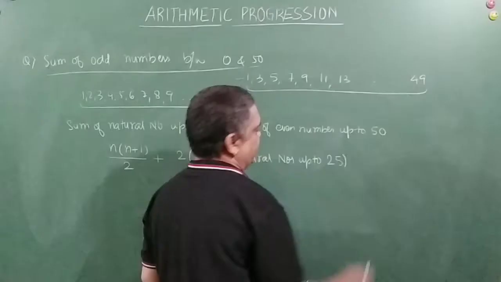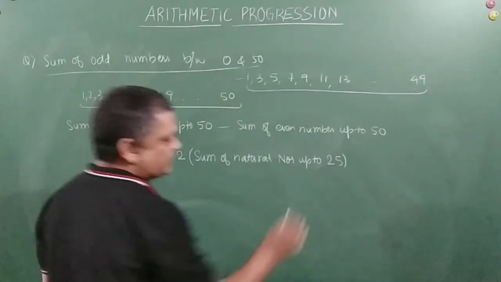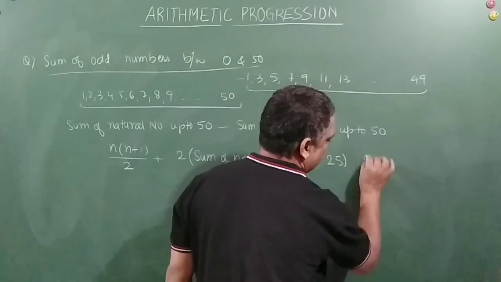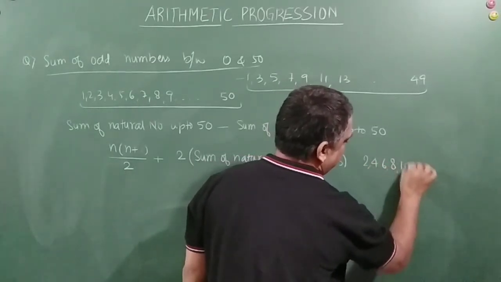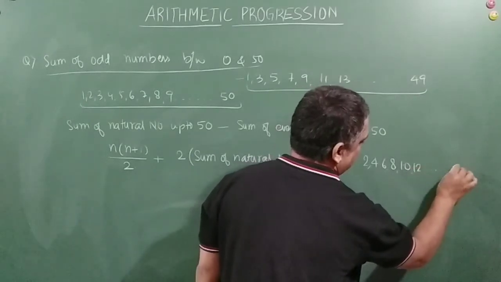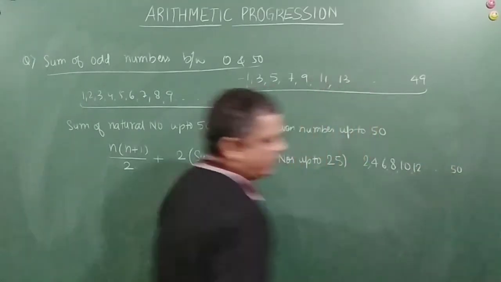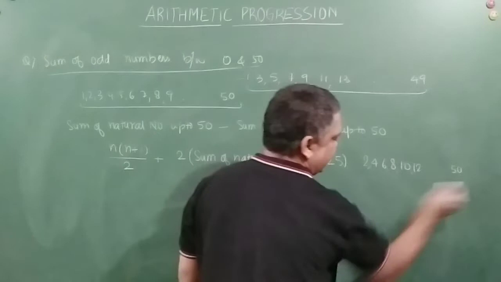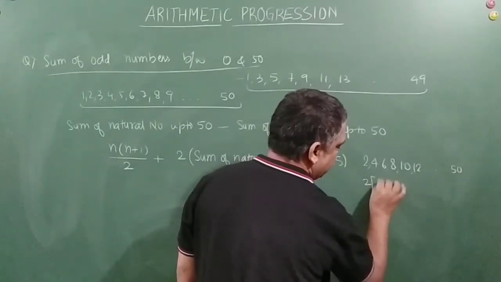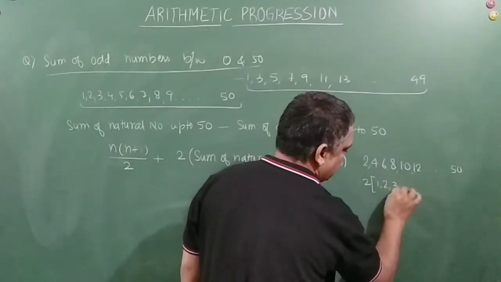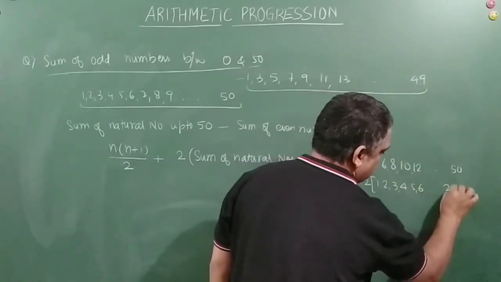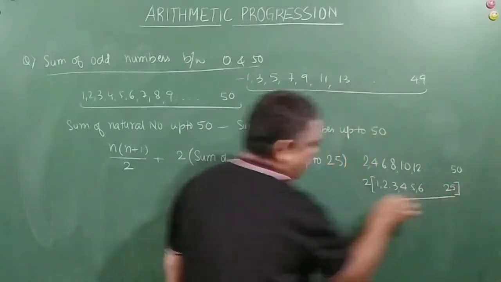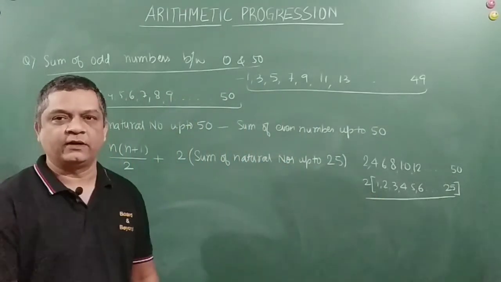Confused? Let me explain. Sum of even numbers up to 50, that means equal to 2, 4, 6, 8, 10, 12, up to 50. Right? Now, if I take 2 common from here, this becomes... Are you able to understand this? What I have written on the board?